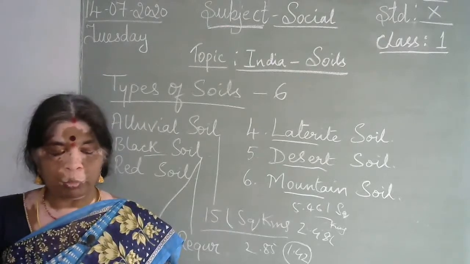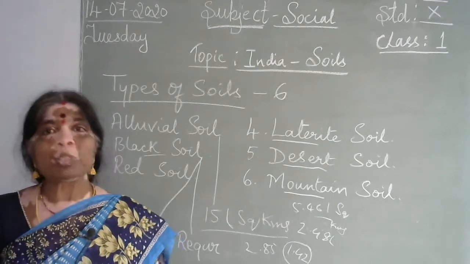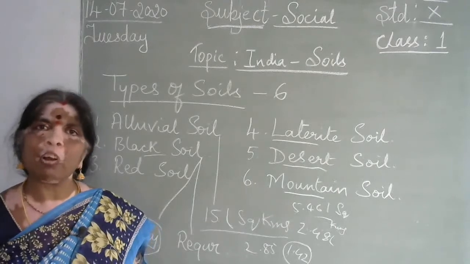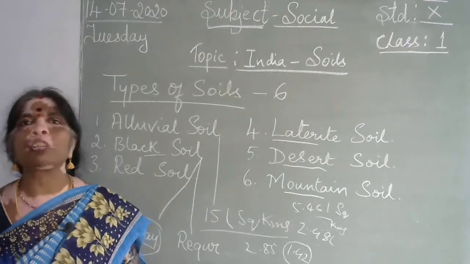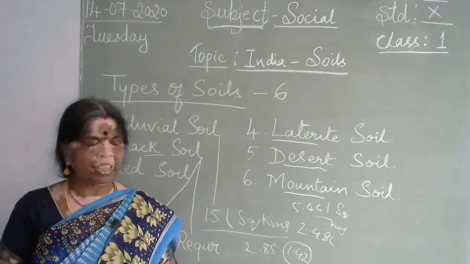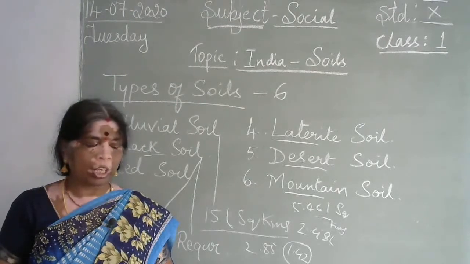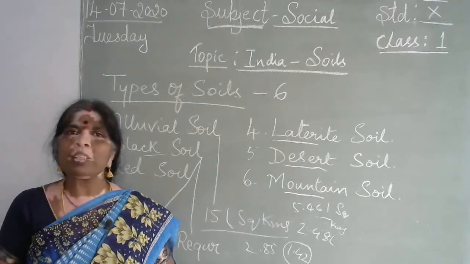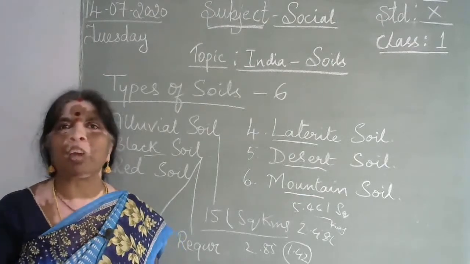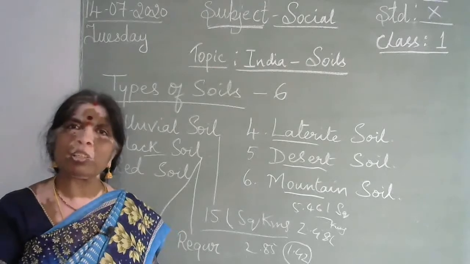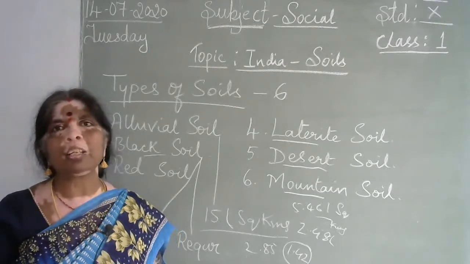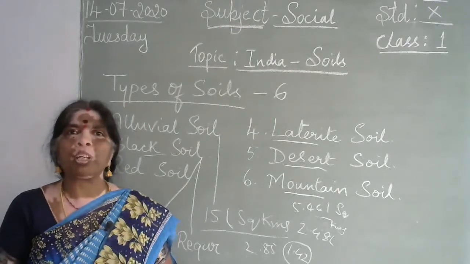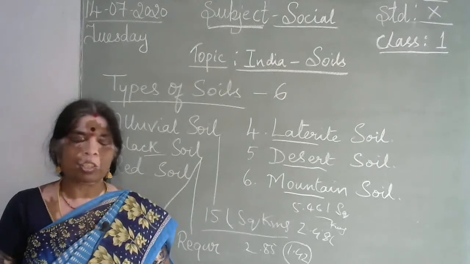That wiping off, the removing of the top layer of the soil, is called soil erosion. Once the rainfall is very high, the top layers are wiped out, and along with that, the fertility of the soil also goes away. This is called soil erosion, and it is one of the biggest problems in India. When the fertility is not there, it is difficult to grow the crops. So it is the biggest problem in our country. What is that? It is soil erosion.